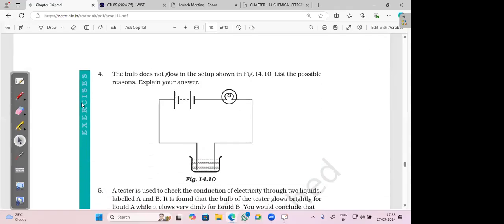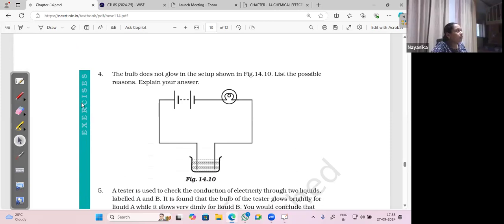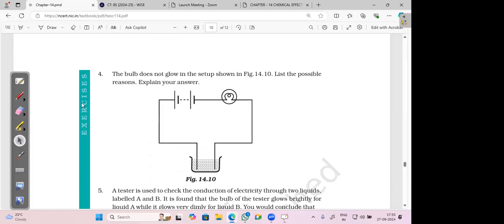Here, the bulb does not glow in the setup. List the possible reasons and explain your answer. The liquid may not be a good conductor of electricity, like it may not be acidic. The liquid does not provide enough electricity to glow the bulb. Yes, so this may be one of the answers. The cells used may not provide sufficient voltage.